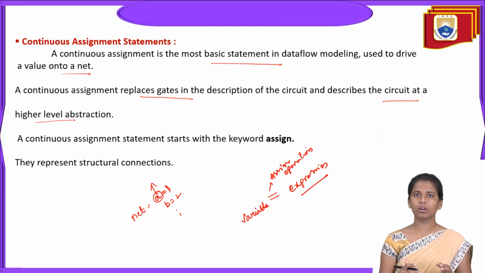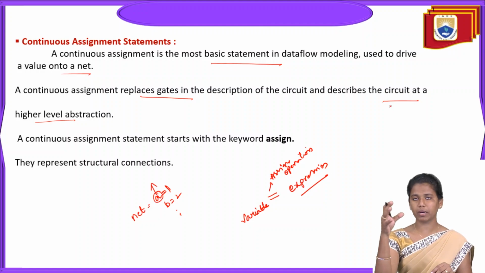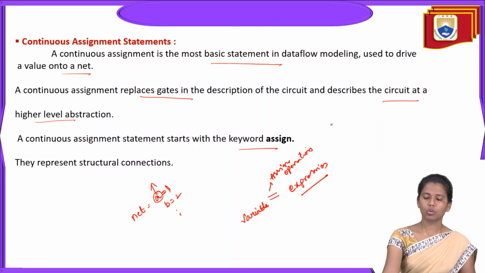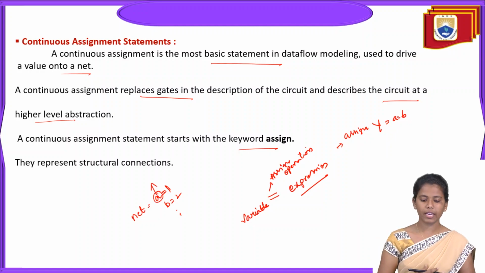So they just forget about what sort of gates you are considering. They replace the gates, but concentrate more on describing that particular circuit. Then this statement starts with the keyword called assign. If you are considering any half adder, then usually in data flow modeling, assign is the basic keyword we use. So we will assign y equals A dot B. This is how we will write for each and every gate. By using the assign keyword, we will be mentioning it with respect to the gates that you are considering.